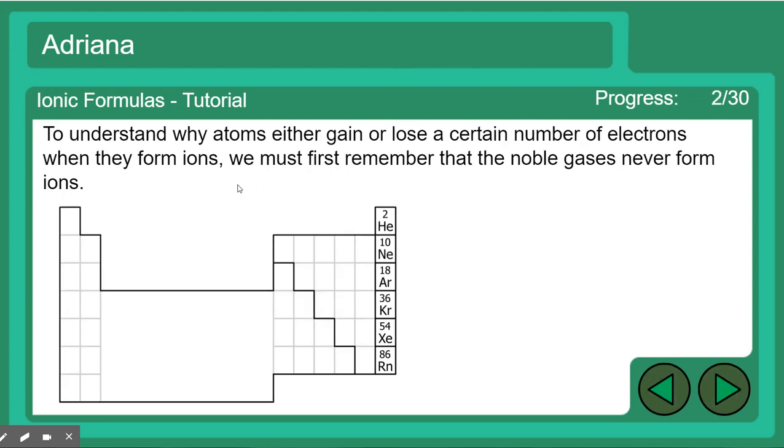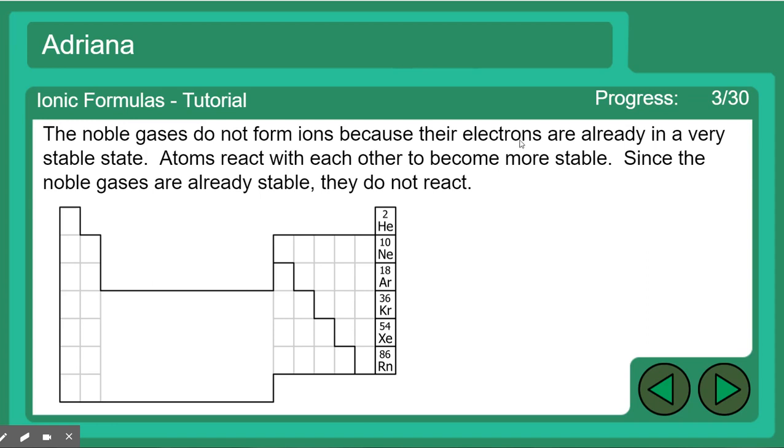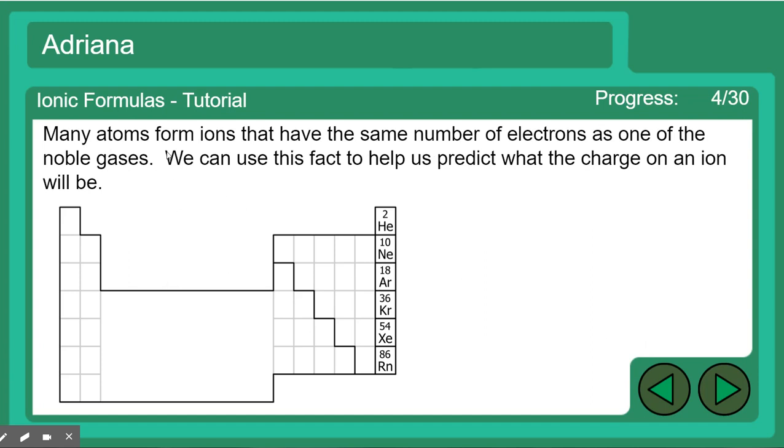To understand why atoms either gain or lose certain number of electrons when they form ions, we have to remember that the noble gases never form ions, right? We've spoken about that before. In fact, it's rare to see the noble gases form bonds in general. They do occasionally, but they never form ions. And the reason is that their electrons are already in a very stable state. The atoms react with each other to become more stable, but since the noble gases are already stable, they don't react. Many atoms form ions that have the same number of electrons as one of the noble gases, right?